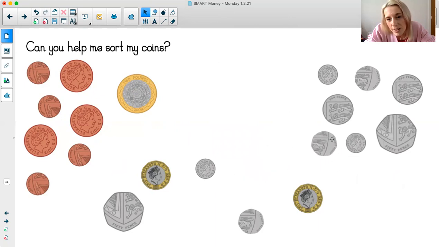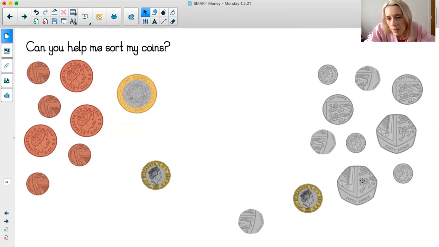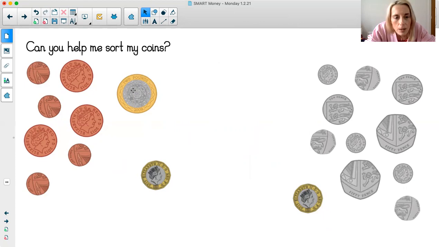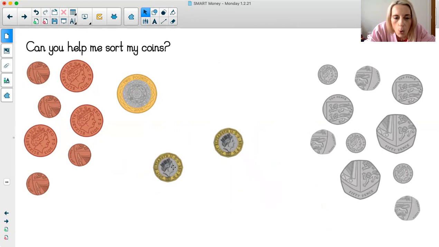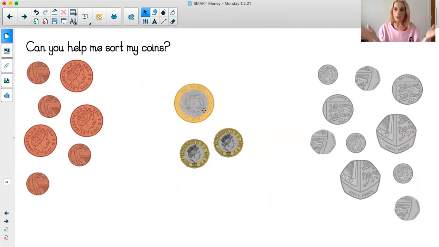So all the silver ones, because this might help me count them up. Count how much money I've actually got. There we go. And then that leaves me with these. Do you know what? I could put those in a group, couldn't I? Because they're kind of silver and gold. Here we go. There we go. I've sorted my change, my coins, into 3 groups. You might have done it another way. Now let's see if there are any other ways.